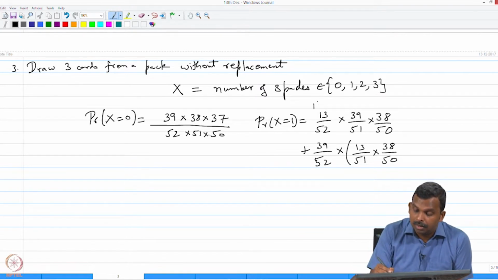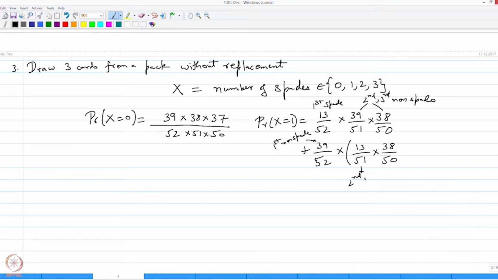Okay, once again remember, the first is a spade, second and third are non-spades. So, here I have the first being a non-spade, here I have the second a spade, and here I have the third being a non-spade. Okay. Or you could have the second being a non-spade, which is 38 by 51, in which case the third has to be a spade.